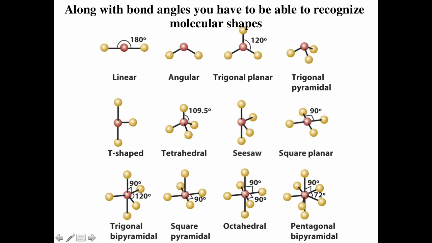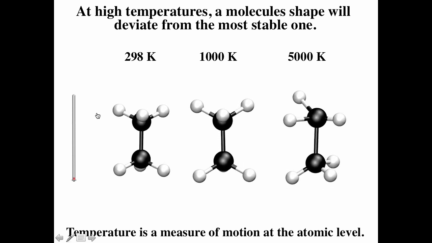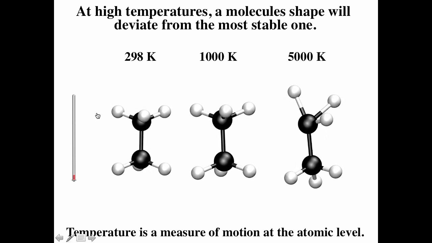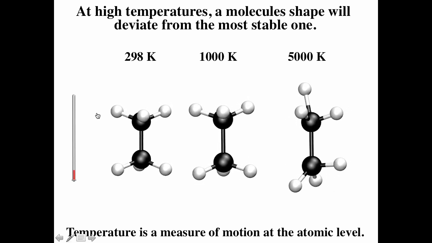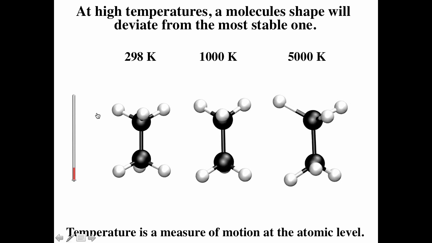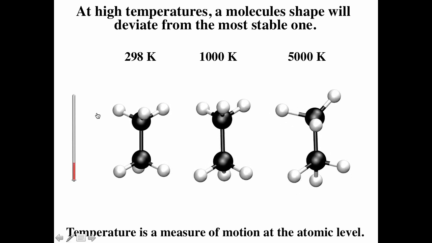It's also kind of interesting, you can look at the shapes and you can see that some molecular shapes actually have all the atoms in one plane. And so if you have linear molecular shape, angular, trigonal planar, T-shaped, or square planar, all the atoms will be in the same plane. And so VSEPR theory is very cool, very powerful, very easy. The stronger the attraction, the lower the energy, the more stable. The stronger the repulsion, the higher the energy, the less stable. And so all that VSEPR theory says is that atoms will take the shape that minimizes the electron-electron repulsion.